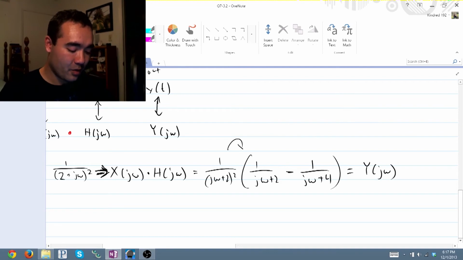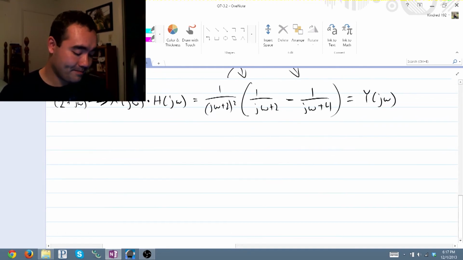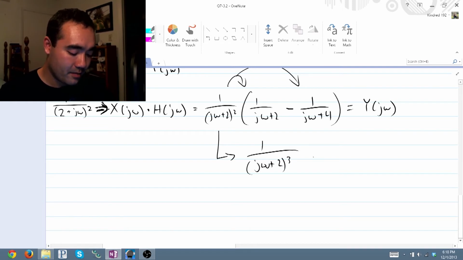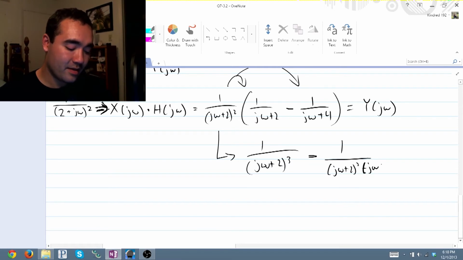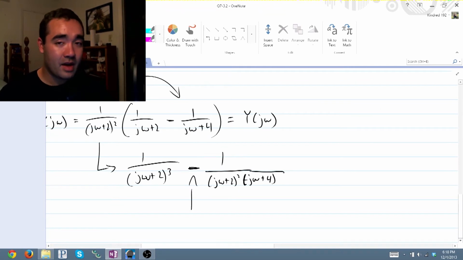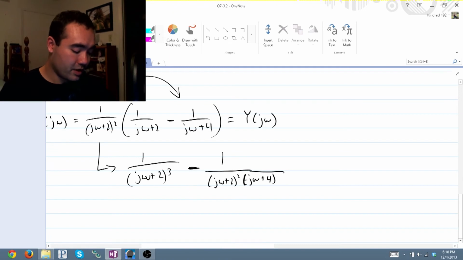So what we have to do, we're going to distribute this, and then we're going to simplify, right? So we distribute, and we end up with 1 over j omega plus 2 cubed minus 1 over j omega plus 2 squared times j omega plus 4. There we go. So, now one thing you don't want to forget is this minus sign. When we get to the end of the problem, you're going to need to consider that. But let's look at this first.